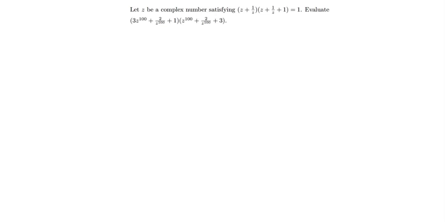Today I have for you a rather striking problem. Let z be a complex number satisfying (z + 1/z)(z + 1/z + 1) = 1. Evaluate (3z^100 + 2/z^100 + 1)(z^100 + 2/z^100 + 3). This may seem daunting to you, but I can guarantee that the solution is quite elegant. So please pause the video here if you'd like to try and solve this yourself.